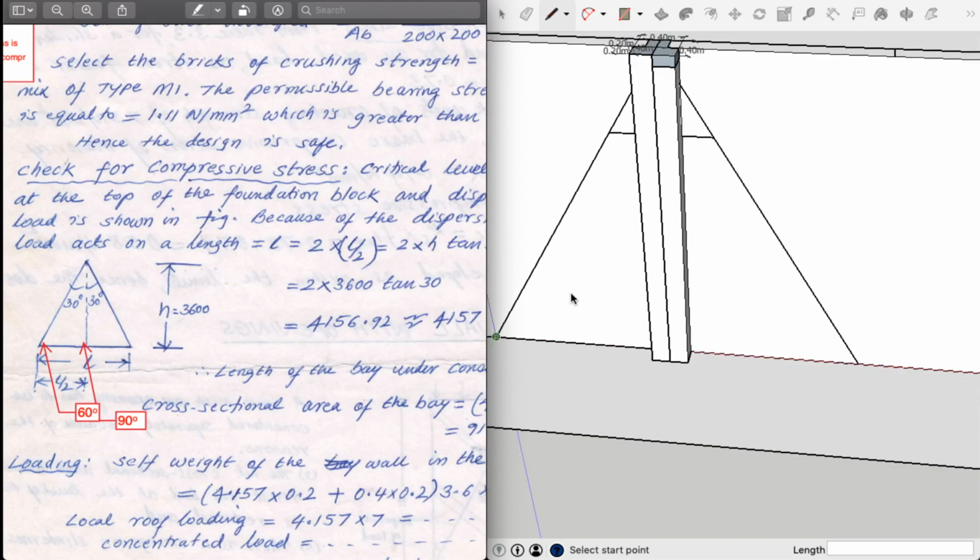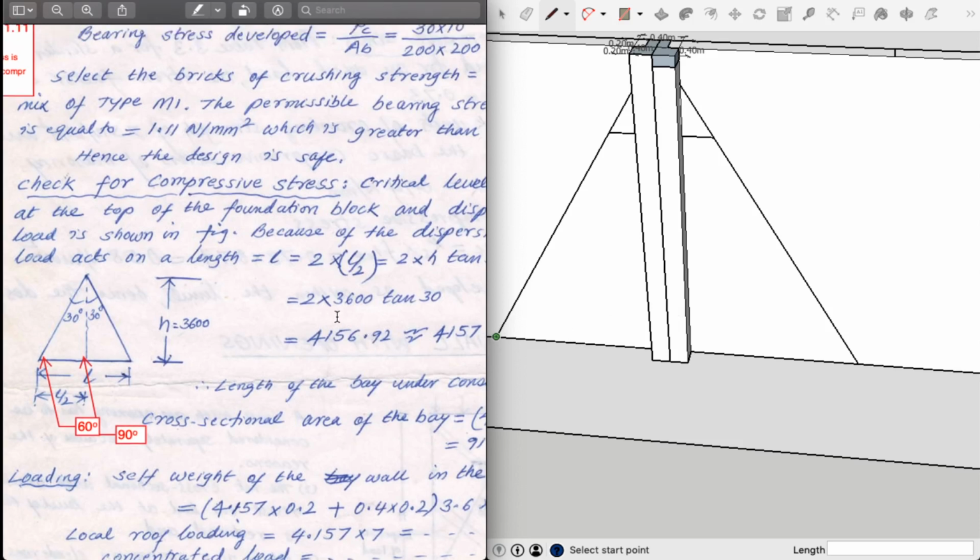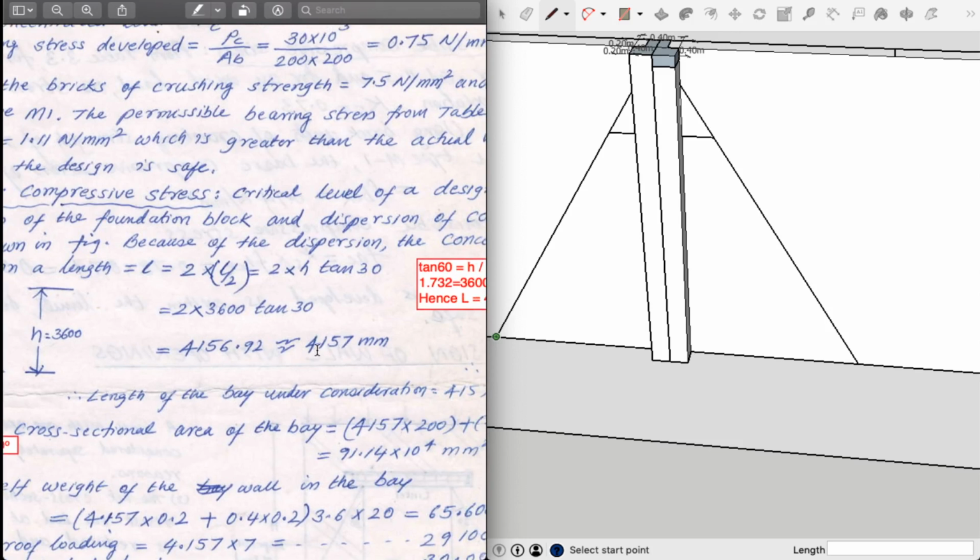Now the height of the triangle at this scale is nothing but the height of that particular point from the base. If you're taking full scale, the height would be 3.6 meters from top to bottom. This is the entire triangle we are taking, which is at 30 degrees dispersion. So 3.6 meters is the height, L by 2 is the base, and tan theta is equal to opposite by adjacent, that is L by 2 by h, or 3.6 meters. On solving that, L equals 2 times 3.6 meters times tan theta, and we are left with 4.157 meters, or in other words 4.16 meters.